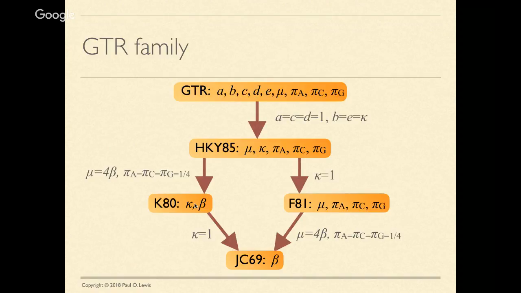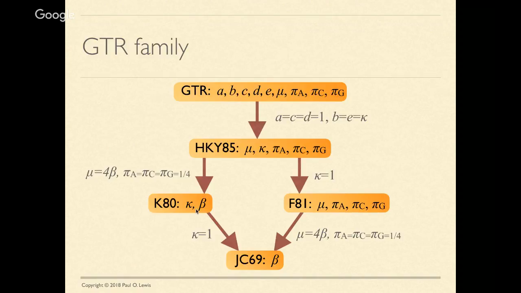HKY85 can be converted to the K80 model by letting mu equal 4 beta and setting all of the base frequencies to 1/4. So that eliminates these because you're setting them to particular values. They're not parameters of the model anymore, and we're just exchanging mu for beta now. You can also take an HKY85 model. If you set kappa to 1, then you basically just knock out the kappa parameter and you get the F81 model.